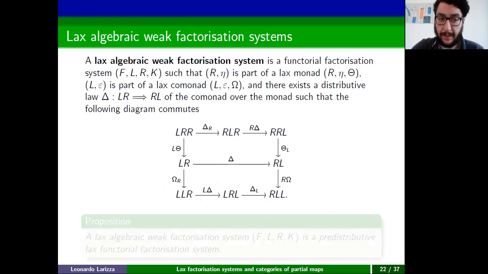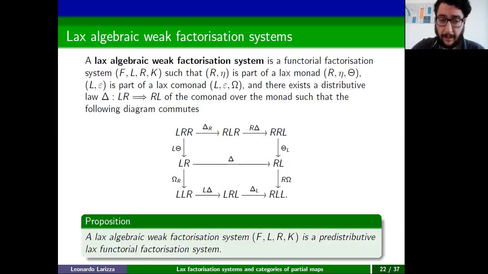Then we say that a lax algebraic factorization system is given by a functorial factorization system such that R, eta is part of a lax monad and L, epsilon is part of a lax comonad, which is the dual definition of the lax monad, obviously. And moreover, there exists a distributive law delta of the comonad over the monad such that the following diagram commutes. In particular, any lax algebraic factorization system is predistributive, and therefore it has an underlying lax weak factorization system, which is described as before.